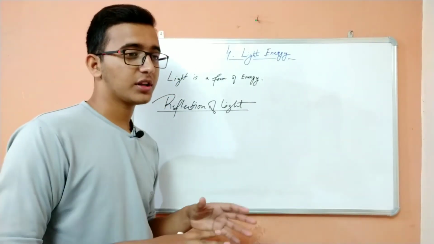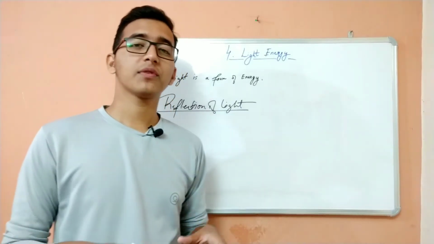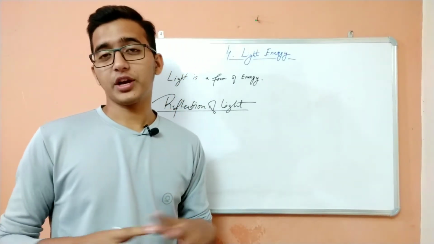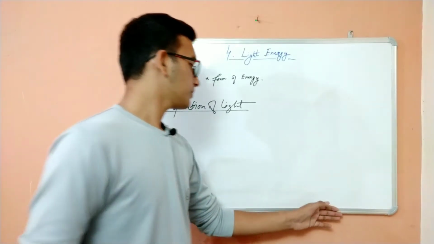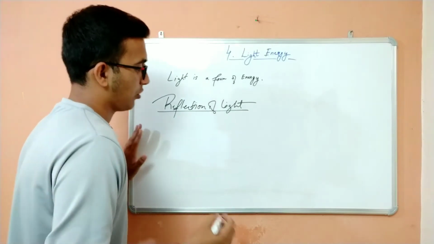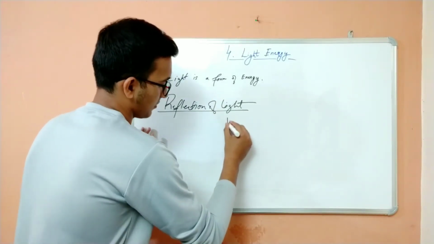So if light is not there, you will not see any kind of reflection, you will not see any kind of images formed, and also you will not have any kind of hallucinations. So right now, reflection of light. Let me give you an example.